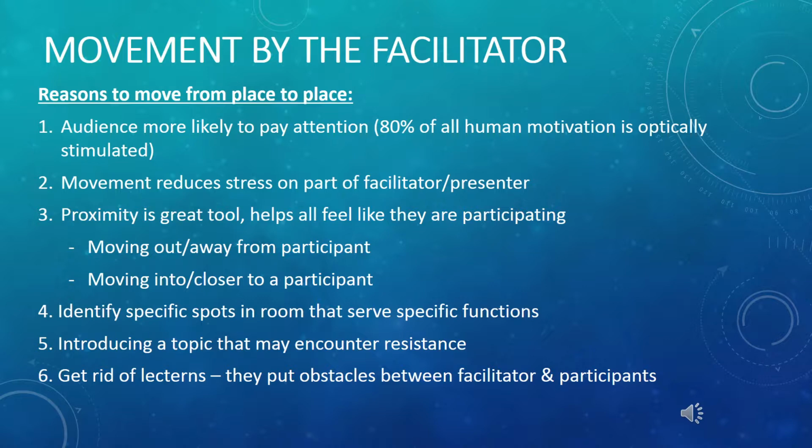The fifth reason for moving about a classroom or workshop space is to be able to introduce a topic that may encounter resistance. So if you know that your participants may not be happy or invested in your topic or idea, think about where your proximity to the group would be best taken. Do you need to stand farther away? Do you want to have more buy-in by moving closer to the audience? Standing far away from a group adds distance. Coming closer to the group encourages more participation.